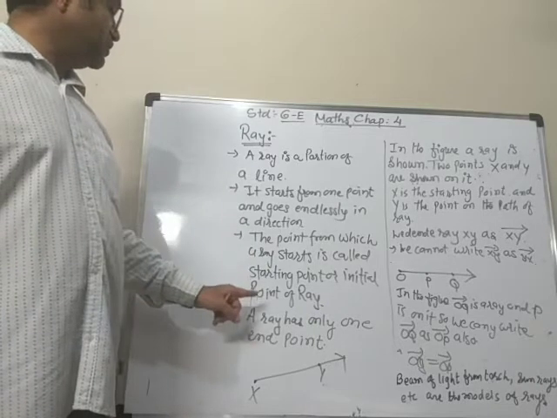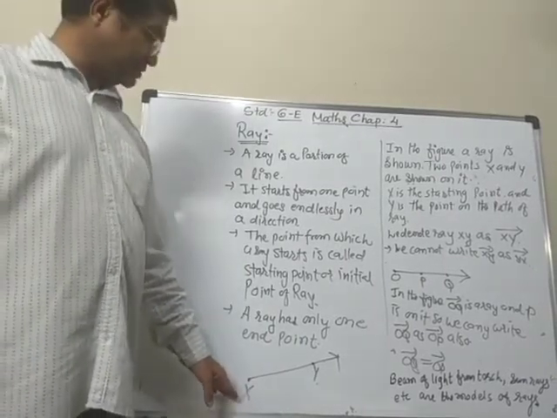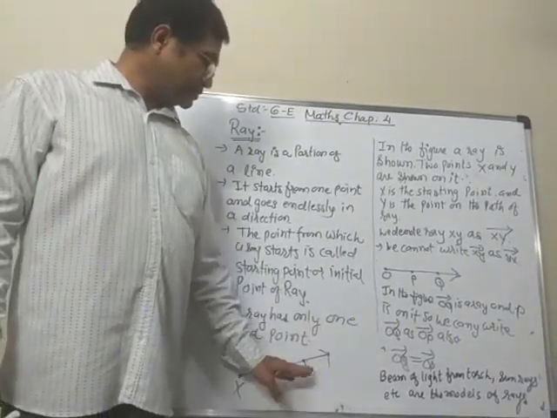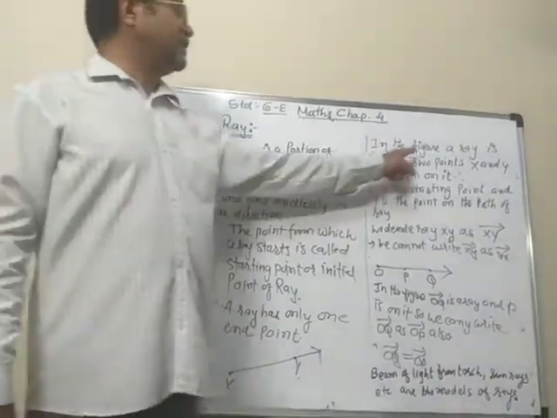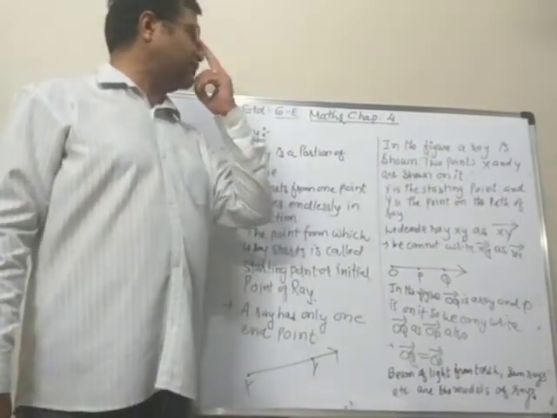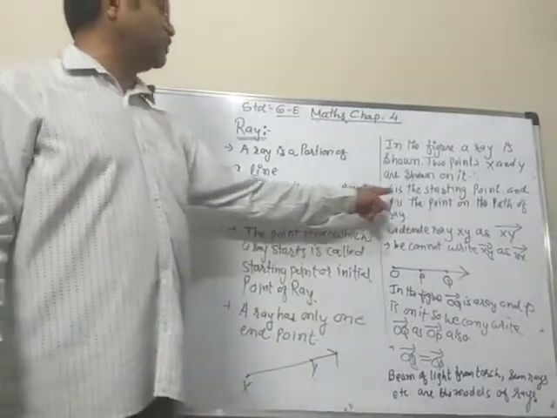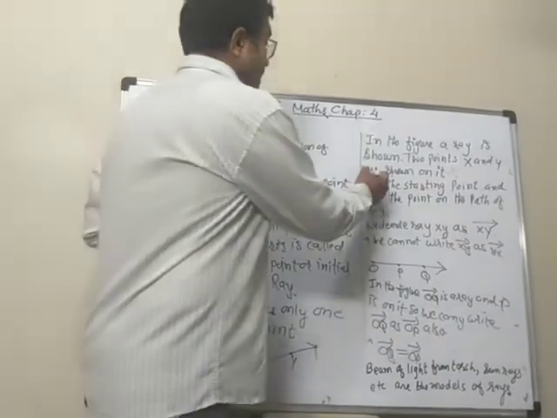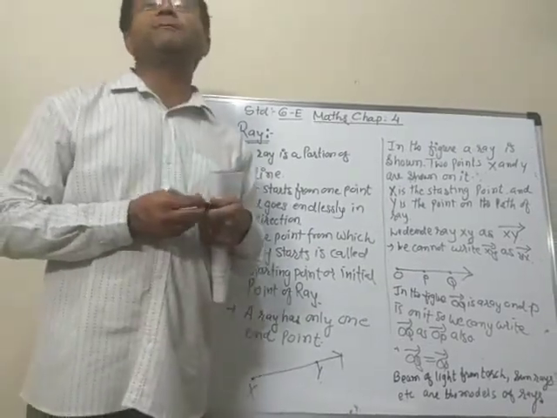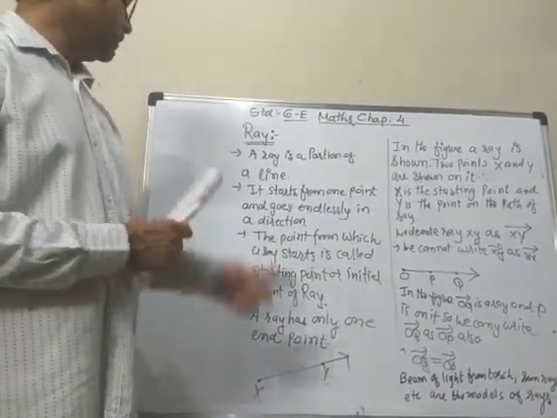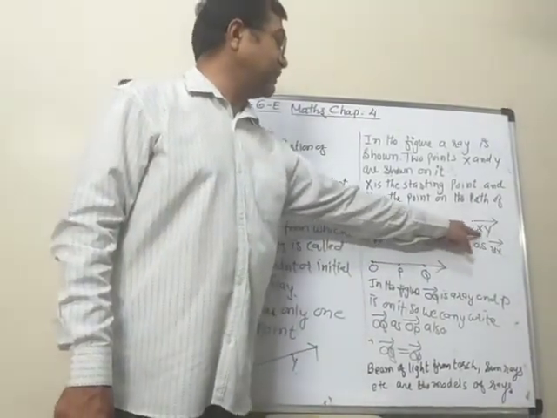Look here, we draw a ray. It starts from the point X and goes in the direction of Y. Right? So in the figure, a ray is shown, and 2 points X and Y are shown in it. Here it starts from X, so X is known as the starting point, and Y is the point on its path. So it is ray XY, and we denote ray XY like this.